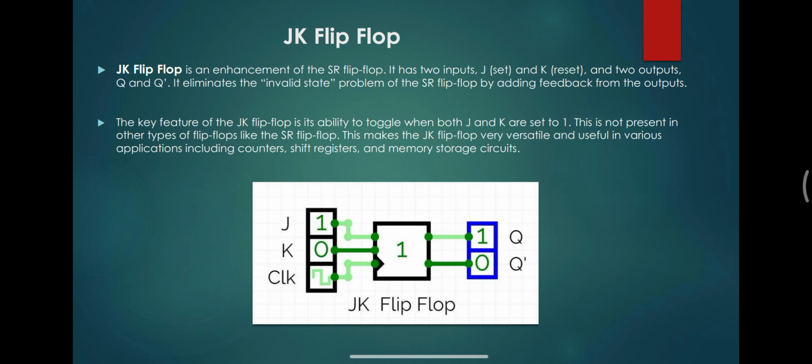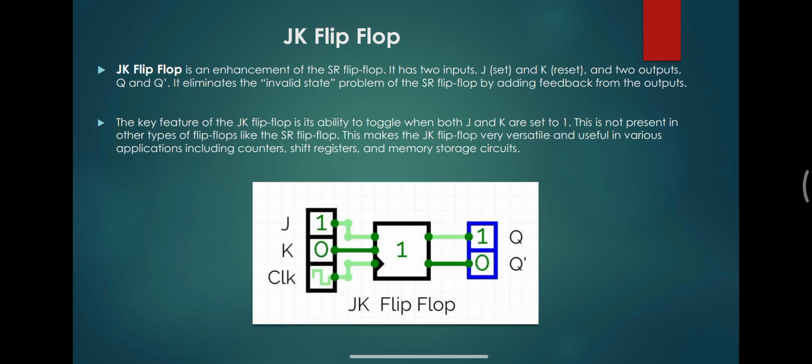Now here is full information about the JK flip-flop. The JK flip-flop is an enhancement of the SR flip-flop. This means if you want to understand the JK flip-flop, you have to understand the SR flip-flop first. It has two inputs like the SR flip-flop, but in the JK flip-flop the inputs are J and K.